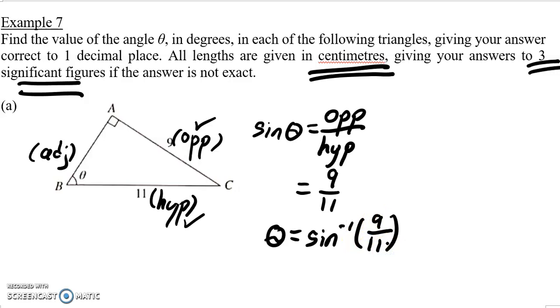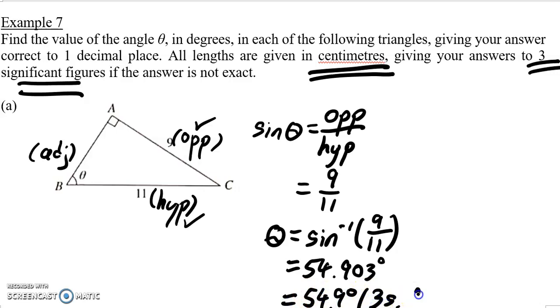Key this into the calculator and your answer will be 54.903 degrees. The question requires us to leave our answer to 3 significant figures if the answer is not exact. So as a result, we have 54.9 degrees to 3 significant figures. Okay, simple enough.